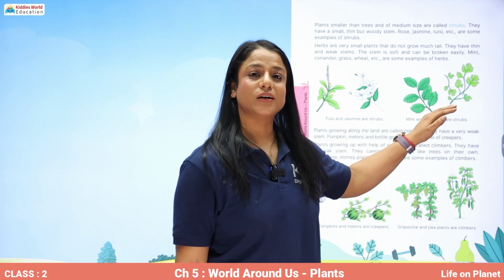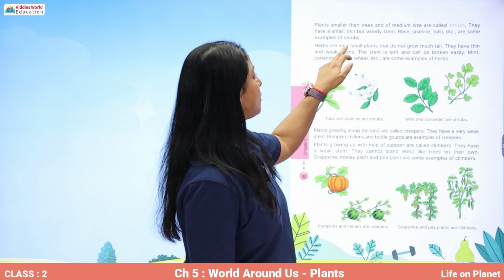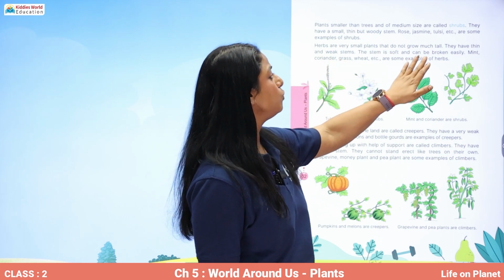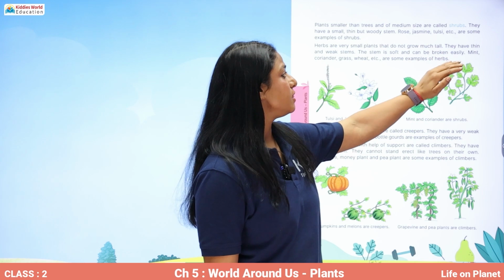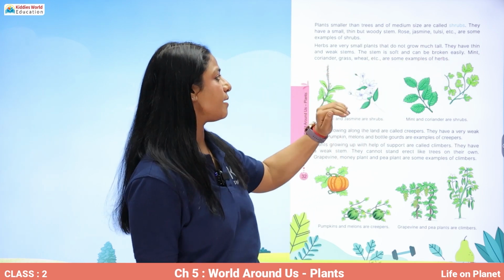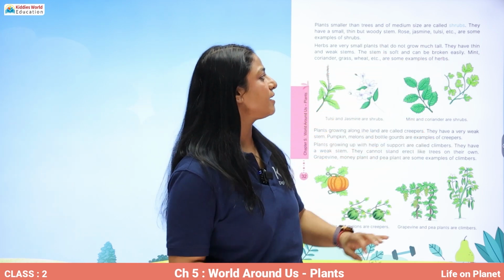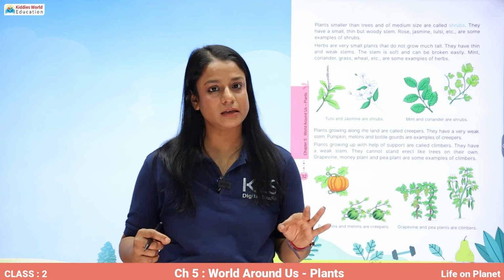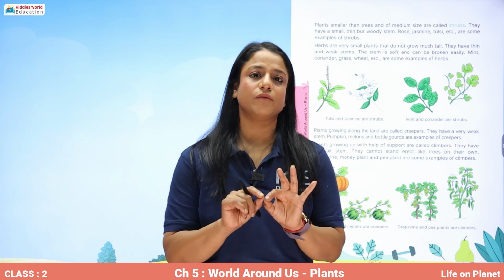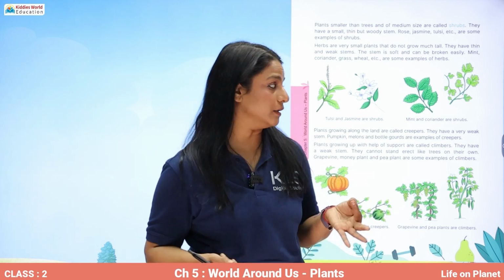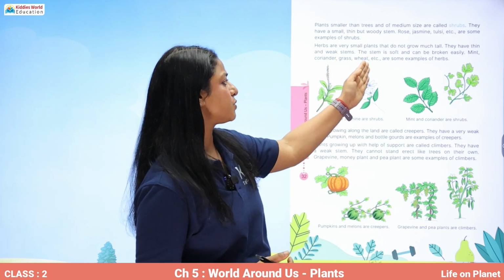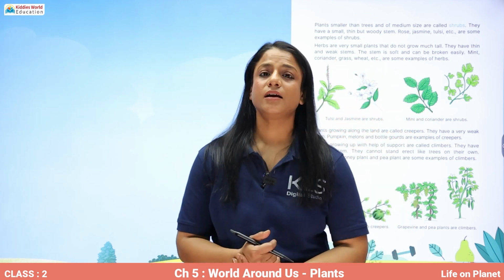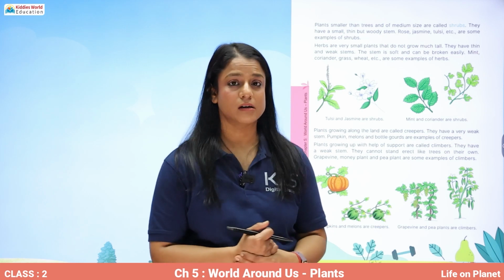Okay, so let's read what herbs are. Herbs are very small plants that do not grow much tall. They have thin and weak stems. The stem is soft and can be broken easily. So the stems of the herbs are thin, they are weak and they can be broken easily. Mint, coriander, grass, wheat, etc. are examples of some herbs.